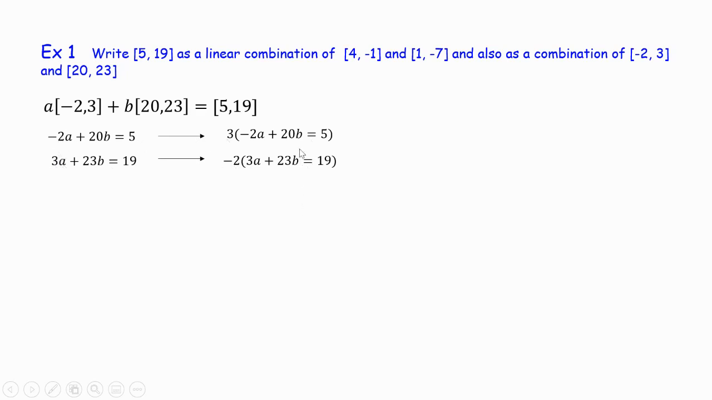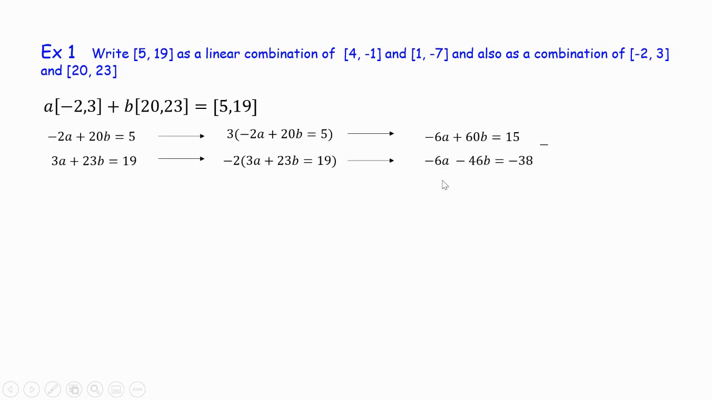That's what I did. I'm not sure what you did, or how other people got their answers. And then the top equation becomes -6. Of course, everything gets multiplied by 3, by the way. So 3 times minus 2, 3 times 20, 3 times 5 gives us this. The bottom one by minus 2 gives us the same minus 6 again, right?